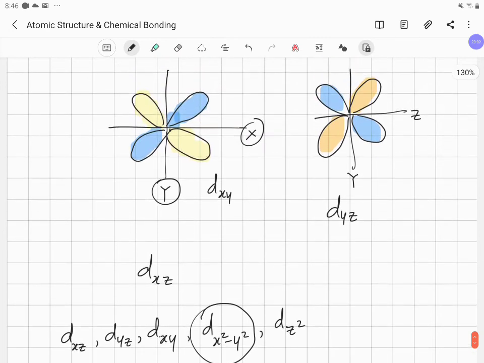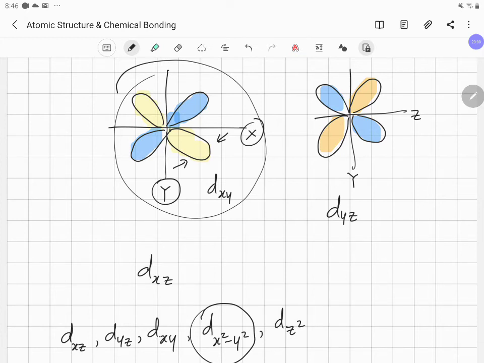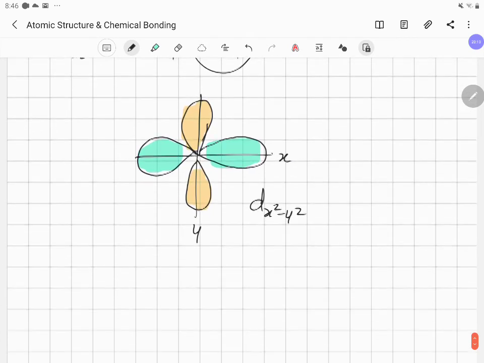whereas in the dxy orbital, the lobes are in between the axis. They are not along the axis. So this is the dx square minus y square orbital.